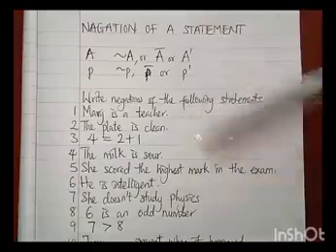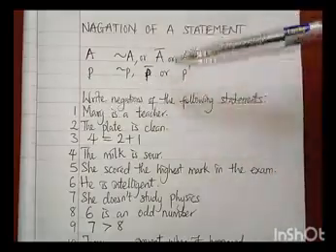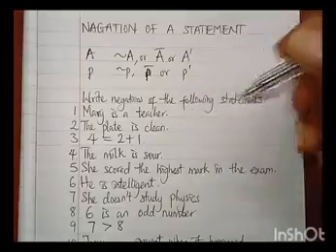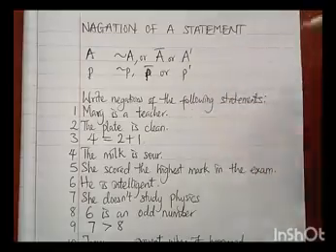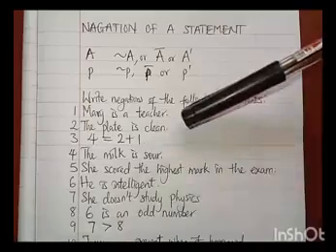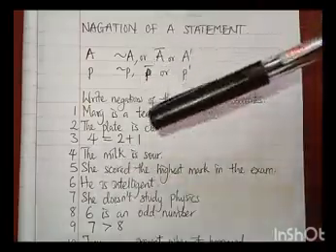Or we can say it is false that, we now put in the statement. So those are the two major ways of negating a statement. It is false that Mary is a teacher. Mary is not a teacher. So using "not" is a very, very easy way of negating a statement. "It is false that" is also a good way of negating a statement.